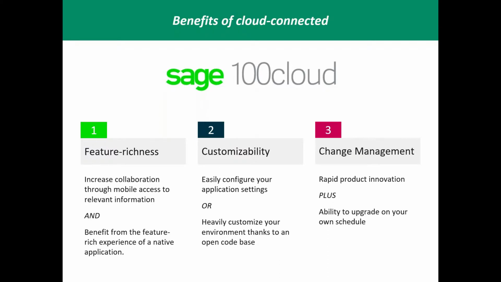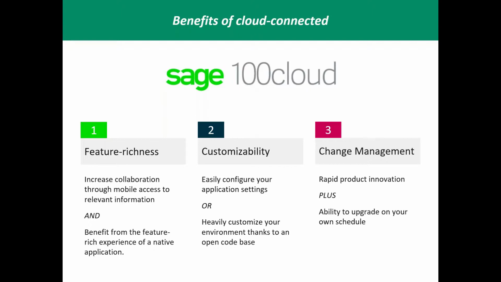Sage 100 Cloud is feature-rich. It has been in continuous development for over 30 years. Depending on how long you've been using the solution, you may have called it Mass 90, Mass 200, Sage 100, Sage ERP, Sage 100C, or now Sage 100 Cloud.